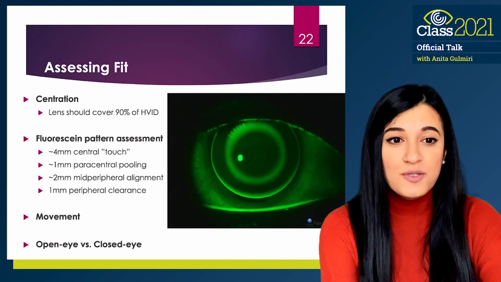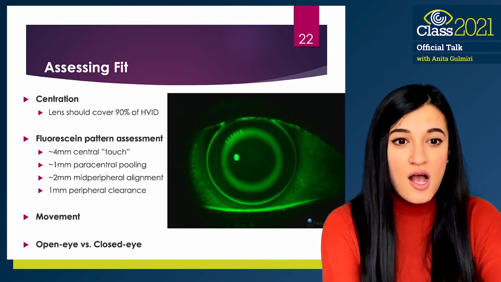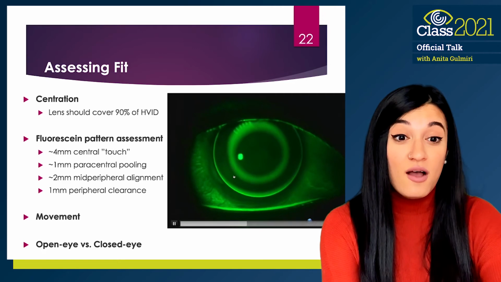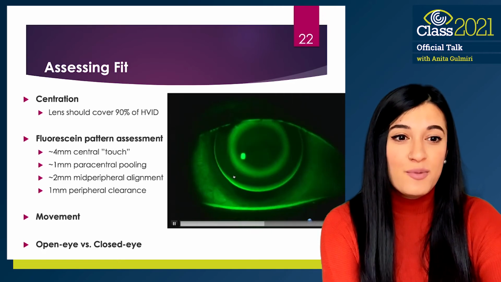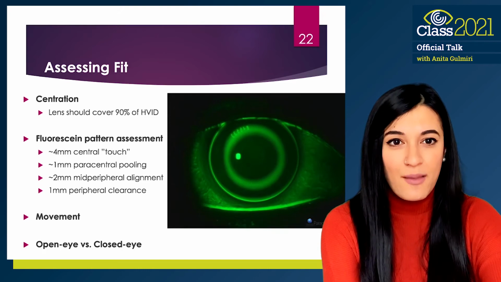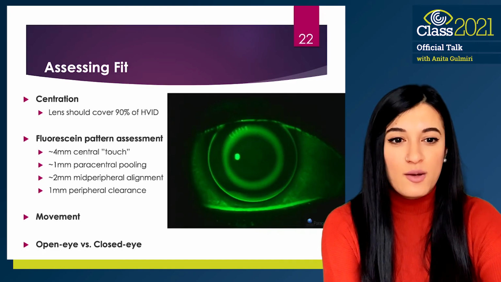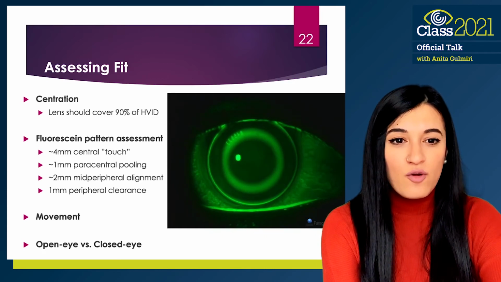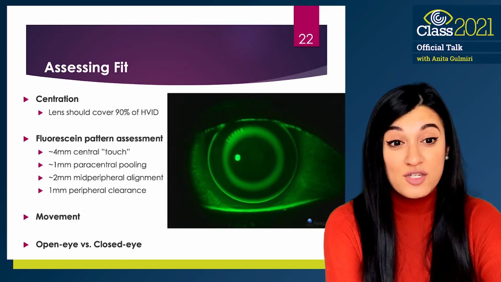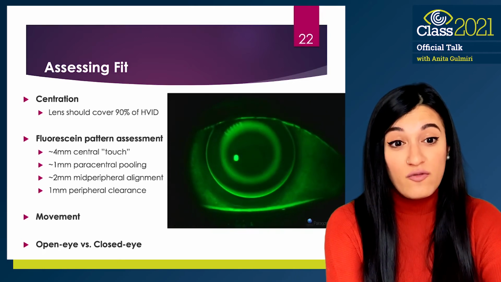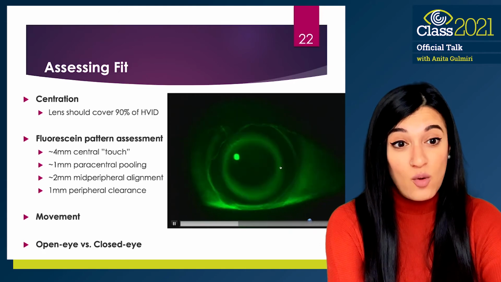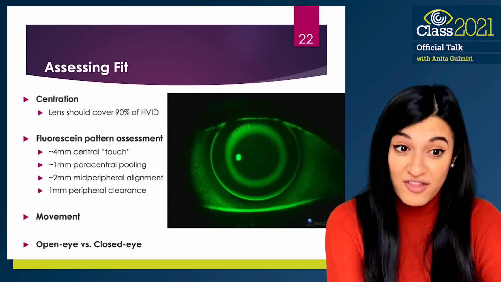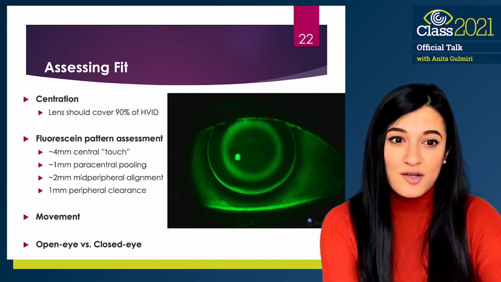Assessing the fit. For an optimal fitting lens, such as in this video, a good goal is centration. In order to achieve good centration, if you have 90% of the lens cover the horizontal visible iris diameter, you'll typically get a good centration pattern. The fluorescein pattern of an ortho-K lens should look like a bullseye pattern. Starting in and moving out, the central 4 millimeters of the fluorescein pattern should show touch. Again, remember, it's not actually touch, where we do have a thin layer of tears present centrally.